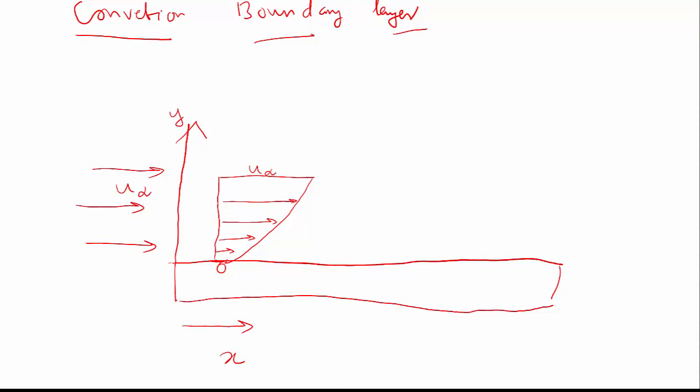Due to the viscosity of the fluid and the connection between the layer nearer to the surface, the velocity becomes 0, and as the height gradually increases, the shear force effect reduces, then the velocity rises up to the fluid stream velocity. This is the concept. The total height is called delta, the boundary layer thickness.